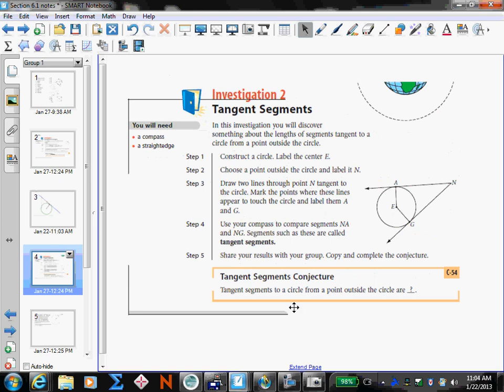So you can see the picture here in this investigation. So we have two tangents. So now we're going to add on to our picture and look at what the conjecture reads. Tangent segments to a circle from a point outside the circle are blank. So let's see if we can figure out what we're going to fill in there. So let's go back into Sketchpad.